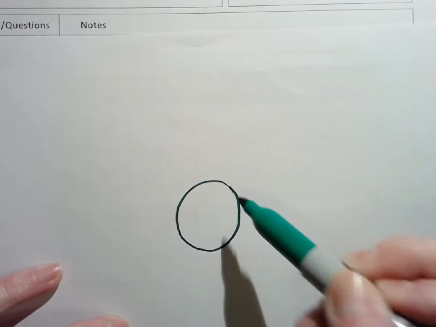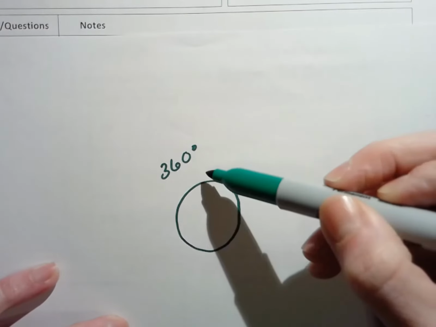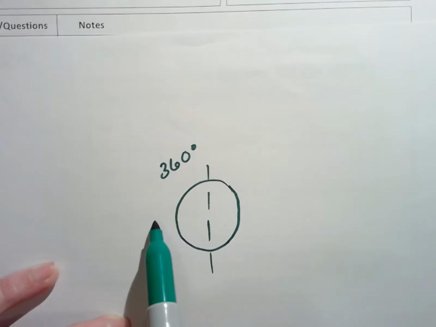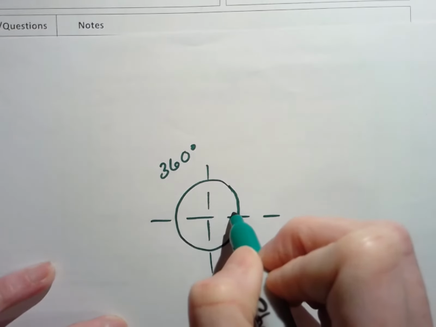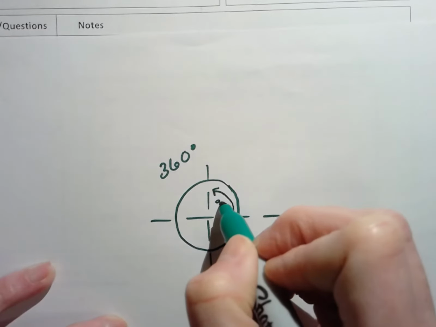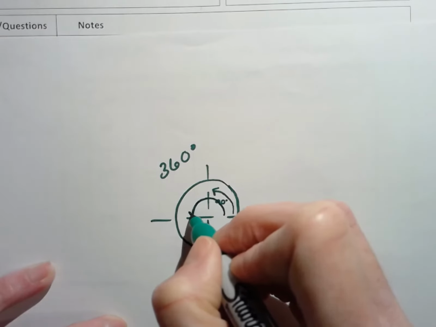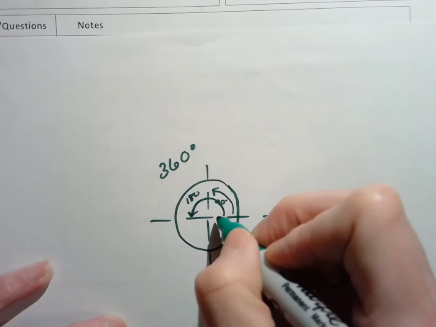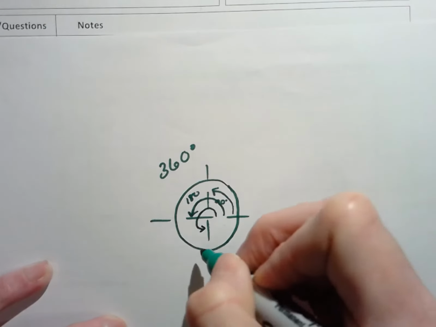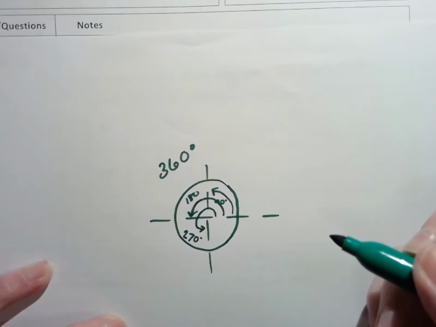If I look at a circle, we know a circle is 360 degrees. Now what I'm going to do is break this circle up into quarters. A quarter turn is 90 degrees. Half turn is 180 degrees, half of 360. 3/4 turn is 270 degrees.